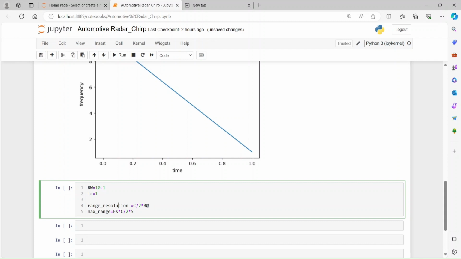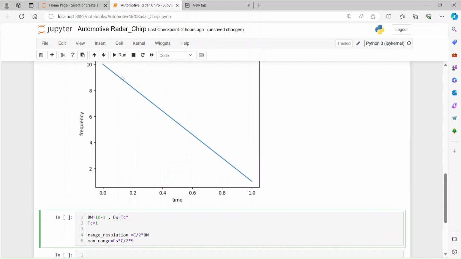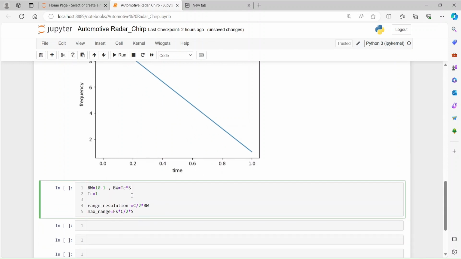But the bandwidth here basically is given by the equation Tc, which is the time right here, times the slope. Okay, so slope times time. If we decrease the slope time, the bandwidth will be decreased. So basically, with these two equations, if you want more bandwidth, you need to compromise the maximum range, because the slope is inversely proportional, right?